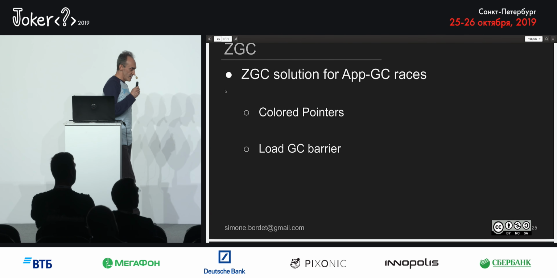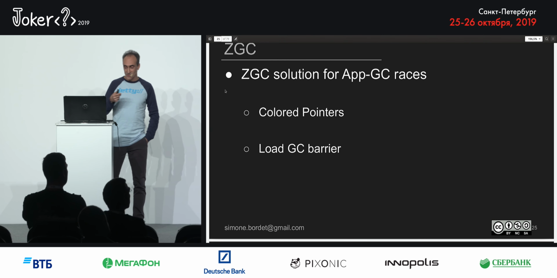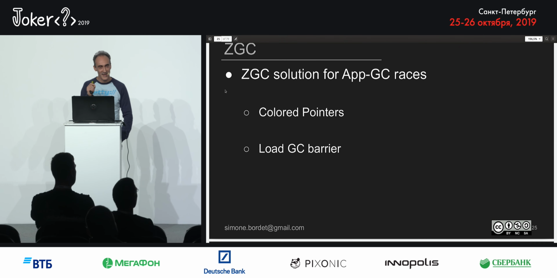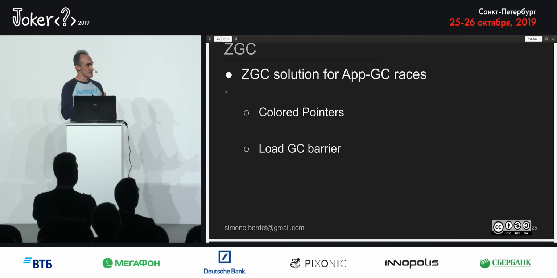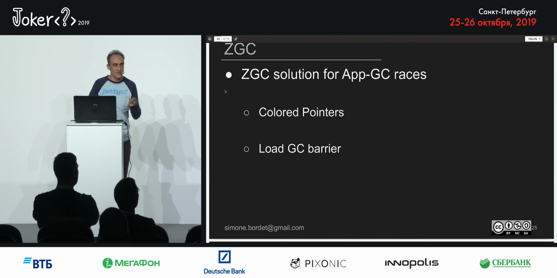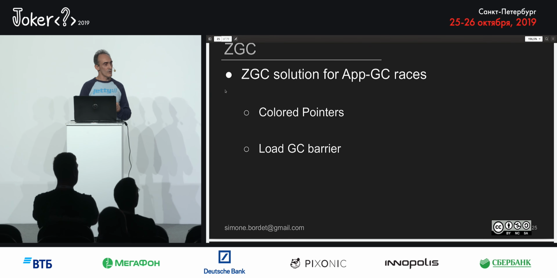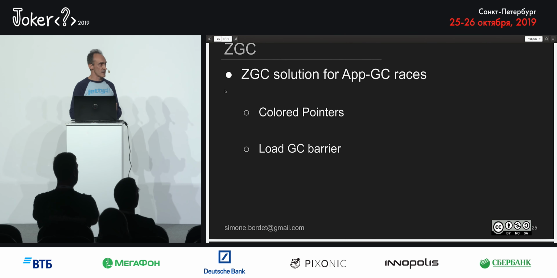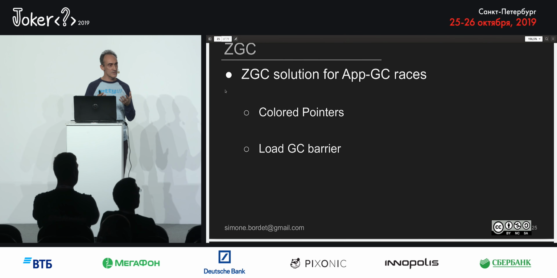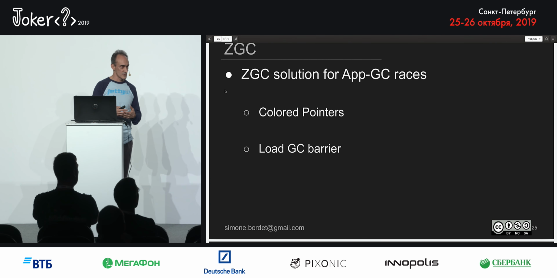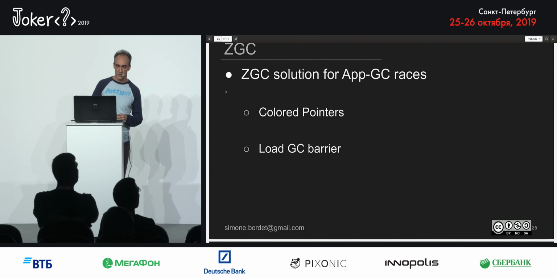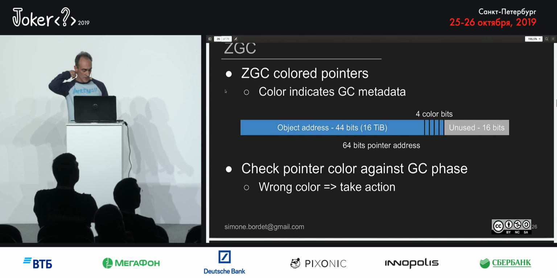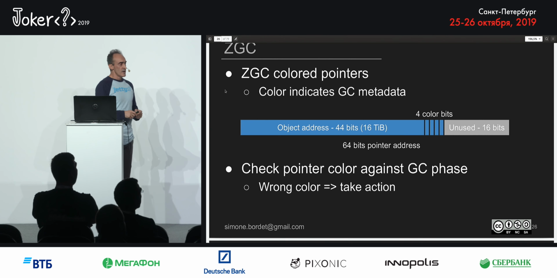So now that we know how it works, we still don't know what is the technical detail that ZGC uses to fix this race condition with the application. How does it fix this problem? So it uses two techniques. One is called colored pointers, and the second one is a load GC barrier. These two work together in order to solve the concurrency problem, and I'll give you a concrete example of how this works. So what's a colored pointer?